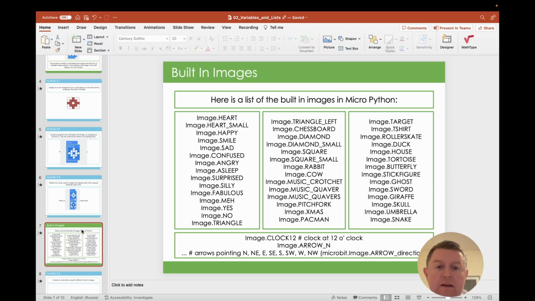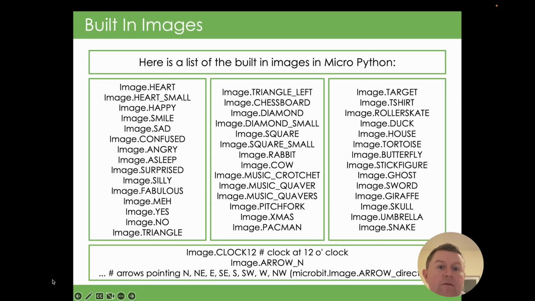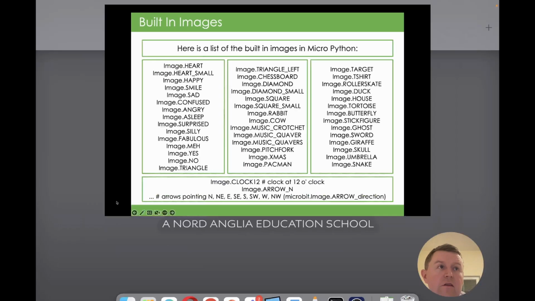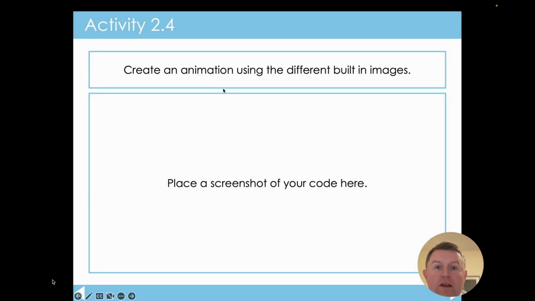Okay, and the next line has a list of lots and lots of images that you've done before, maybe. Slideshow from here. So again, you can see lots of images there, and you can choose lots of different images. And what we're going to do is we're going to create a little animation or a little animated story with our. So create an animation using different built-in images. So we've done a basic one. So we're going to try and use some of the basic built-in ones. I'm going to show you how to do those first.